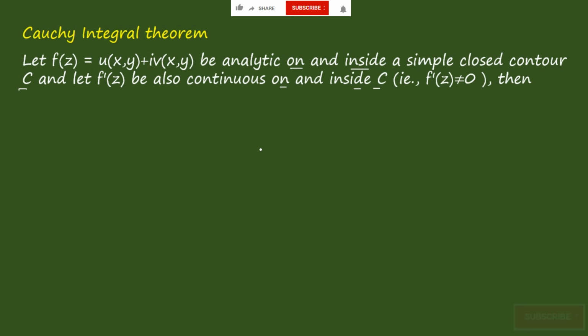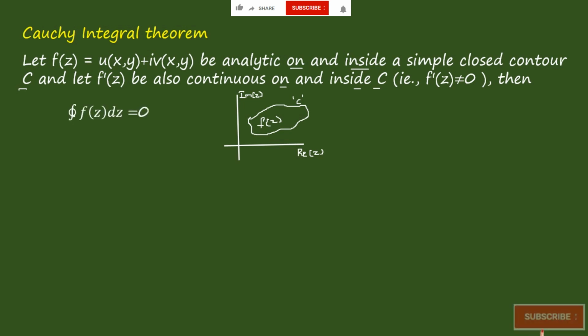As we know, if you consider a graph here, this is the real part of z, and this is the imaginary part of z. Now if you consider a closed contour C, then we can directly see that the integration over a closed contour of f of z dz is equal to 0. We'll try to prove it.